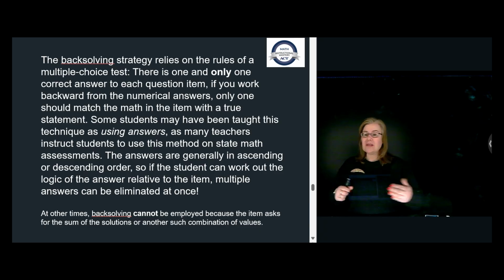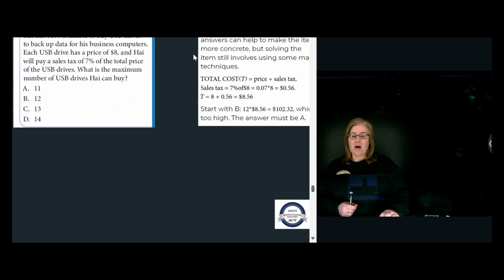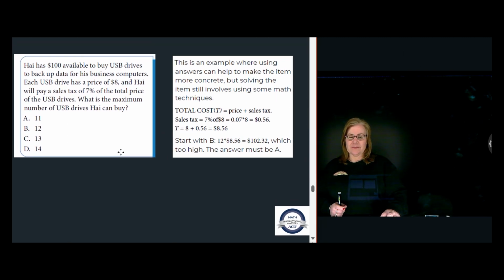Now, you cannot always use this back solving. Sometimes you just cannot because of the type of question, maybe the type of content, maybe the type of format that they've asked the question. So I want you to know that this strategy cannot always be used, but it is a strategy that you can use on that ACT. So let's look at some answer choices and see what we've got.